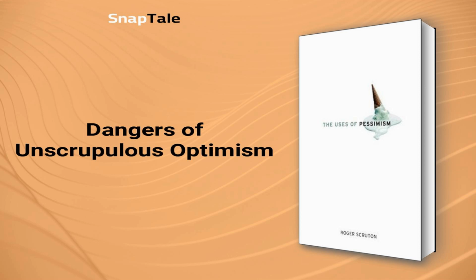Unscrupulous optimists prioritize an abstract scheme for human improvement over personal virtues that could help them contribute positively to society. Moreover, they reject compromise and pursue a vision of an ideal world while remaining indifferent to the negative consequences.